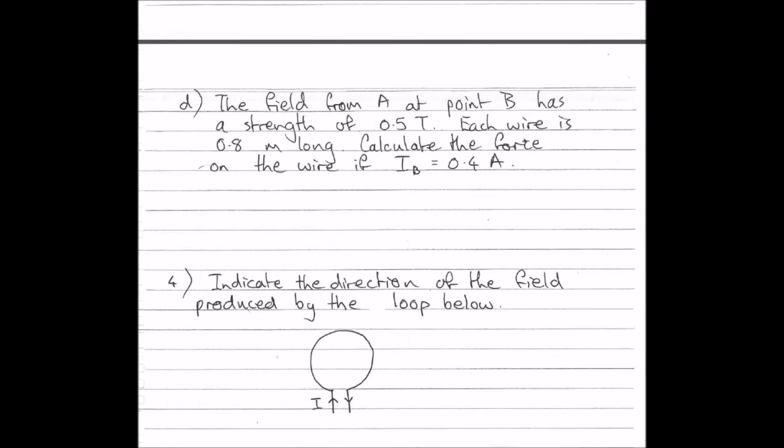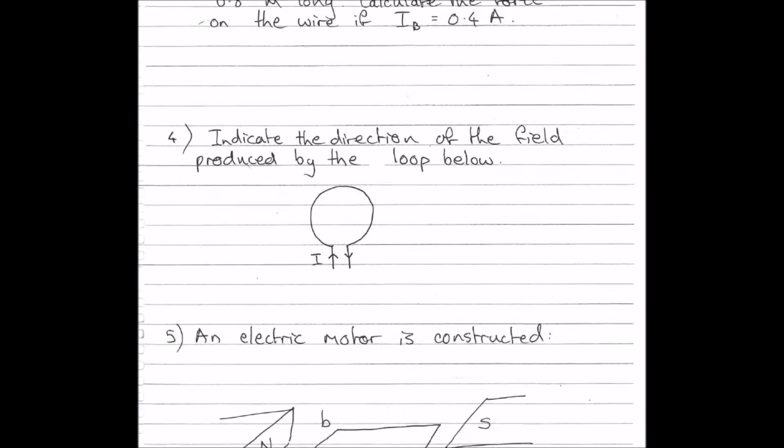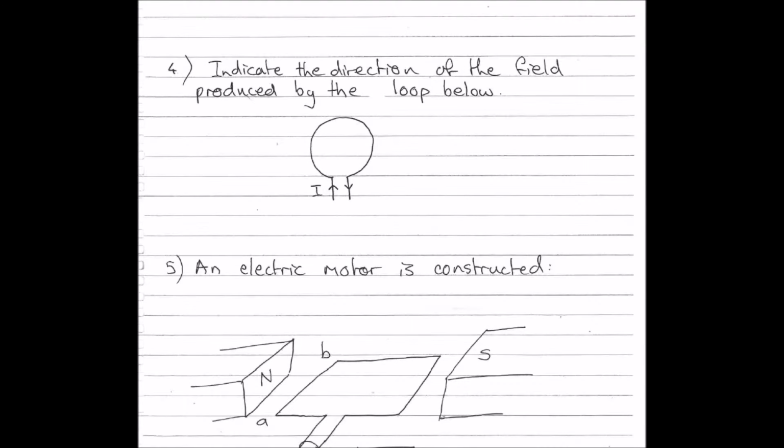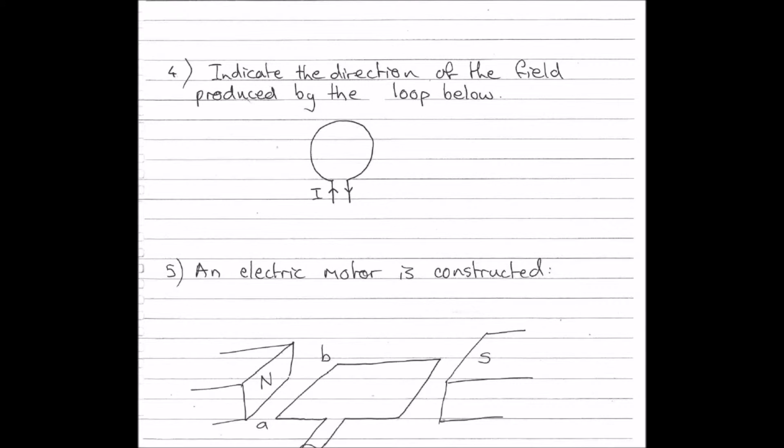Okay, the force, so that's just ILB, that's pretty easy. Okay, the direction of the field produced by the loop below. This was reasonably well done, but the biggest problem with it is people seem to not know, either you couldn't do the grip rule or you didn't know which was which in terms of the current going in and the current coming out of the page.